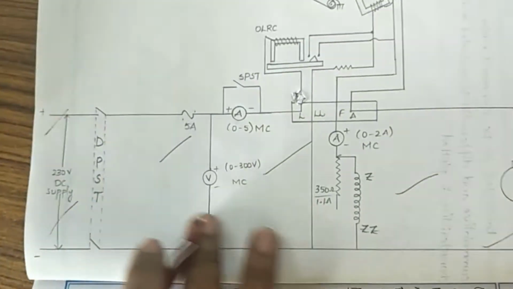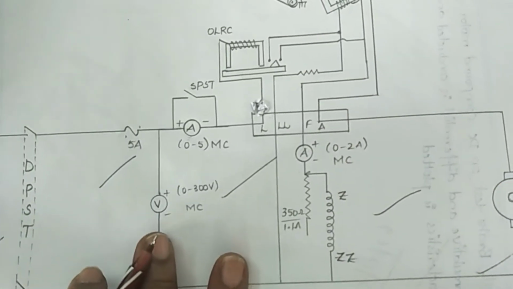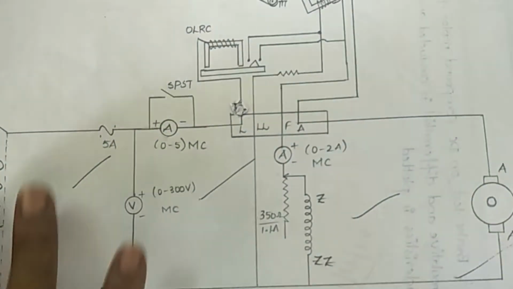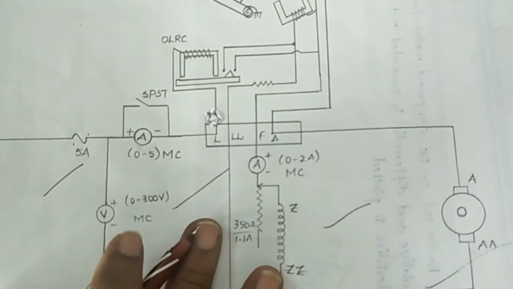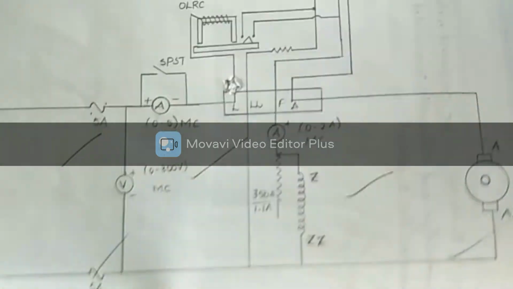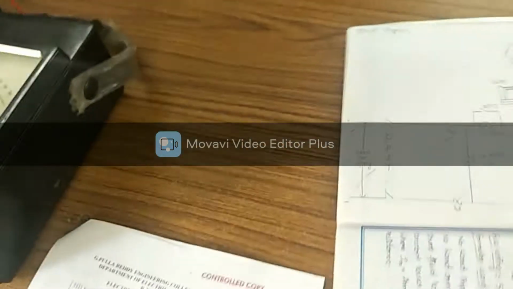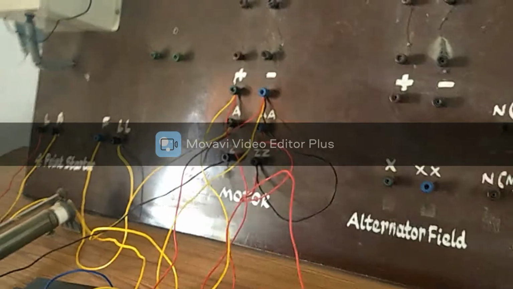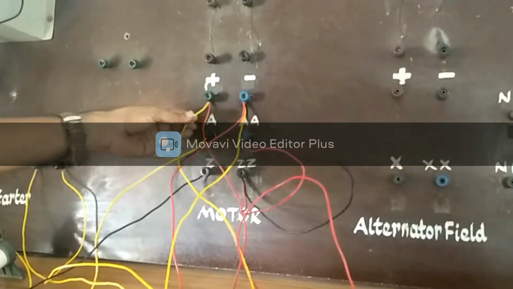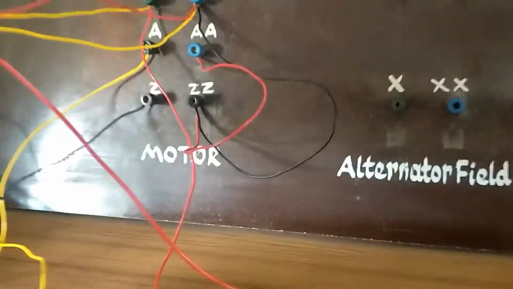Once we are thorough with deciding the ratings of the ammeters, and if you know the circuit diagram thoroughly, then we can go for giving connections to the machine, based on the circuit diagram. From the plus terminal of the supply, first we will see. From the supply, one terminal is to be given to the SPST switch.